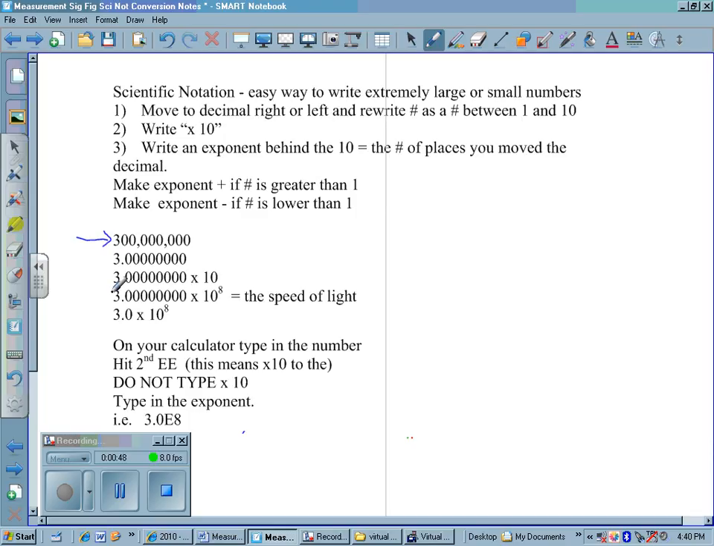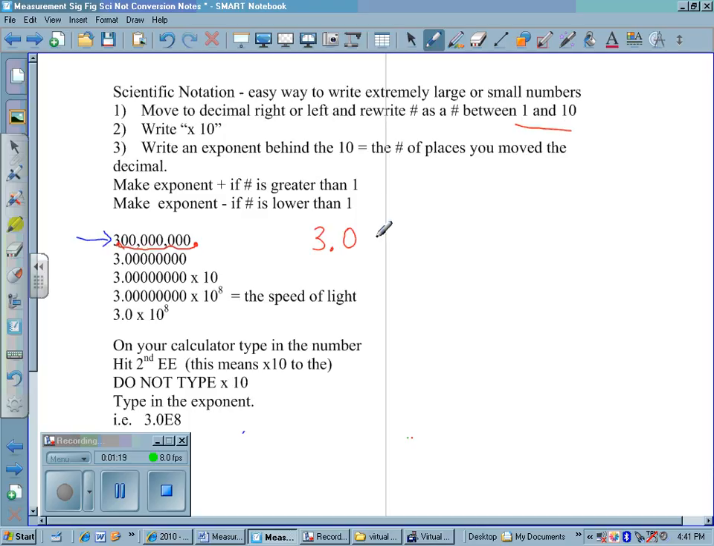So I'm going to do the first step, which says move the decimal right or left, and then rewrite the number as a number between 1 and 10. Well, the decimal is sort of hidden here because it's actually right here, isn't it? So I'm going to move that decimal all the way over, between the 3 and the first 0. So that means I'm going to write it like this, 3.0. And 3.0 is a number between 1 and 10.